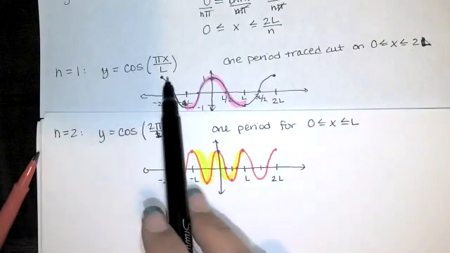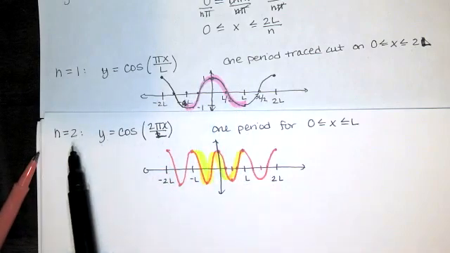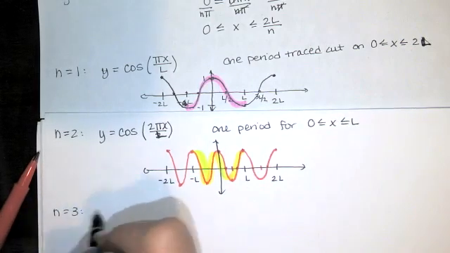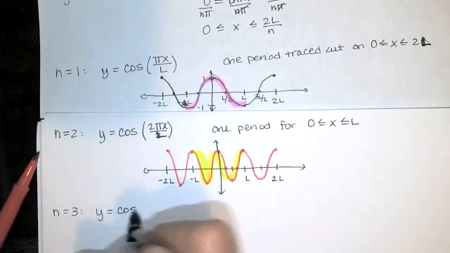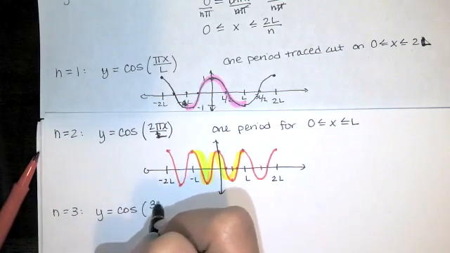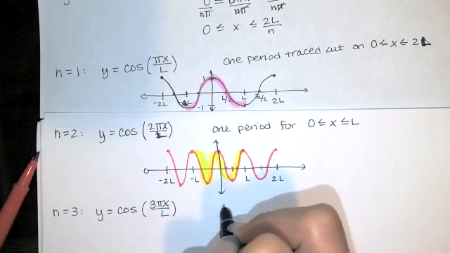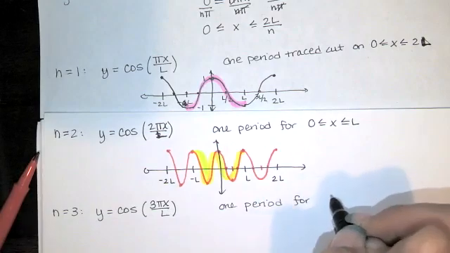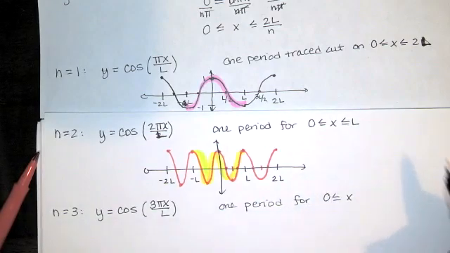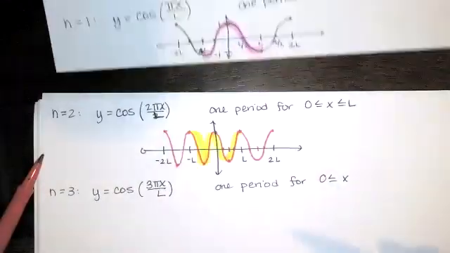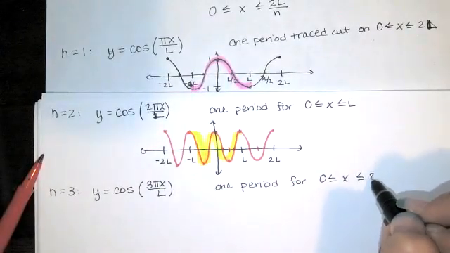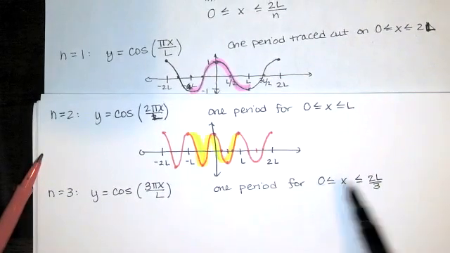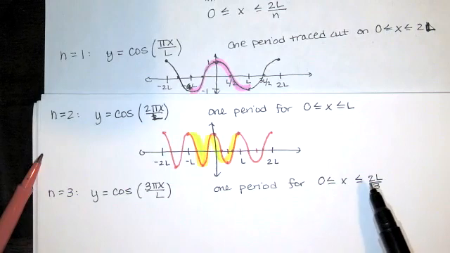So when n equals 1, we see 1 wave. When n equals 2, we see 2 waves. When n equals 3, we'll see 3 waves. So we'll have 3 pi x over L here. So we'll have one period traced out for x between 0 and 2L over 3. So if I'm on the interval from 0 to 2L, we're going to do that 3 times.